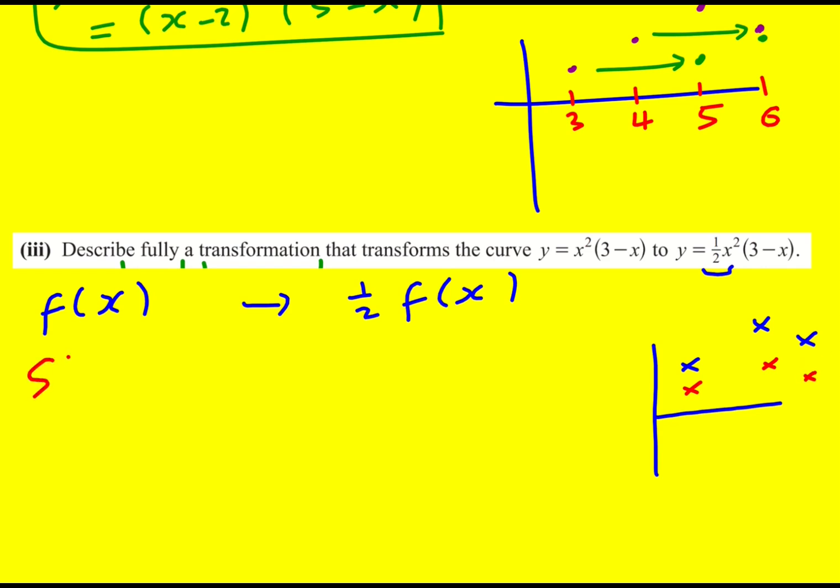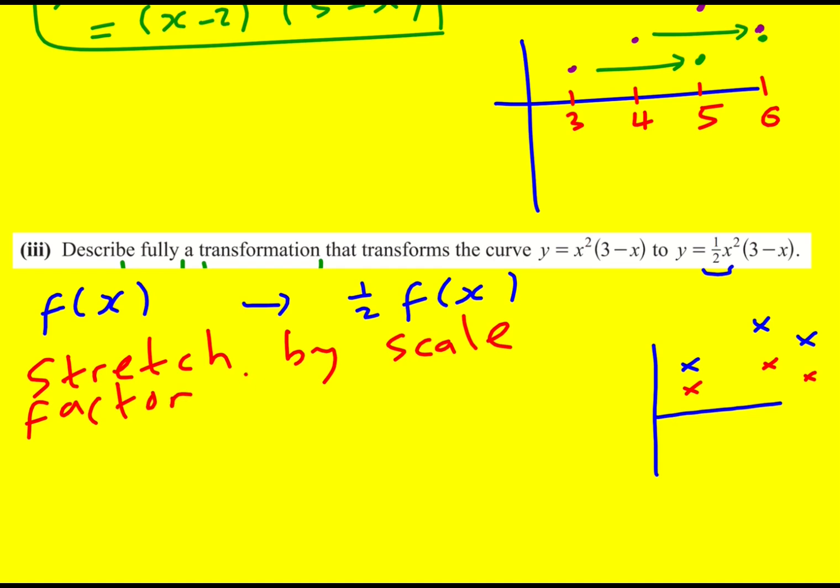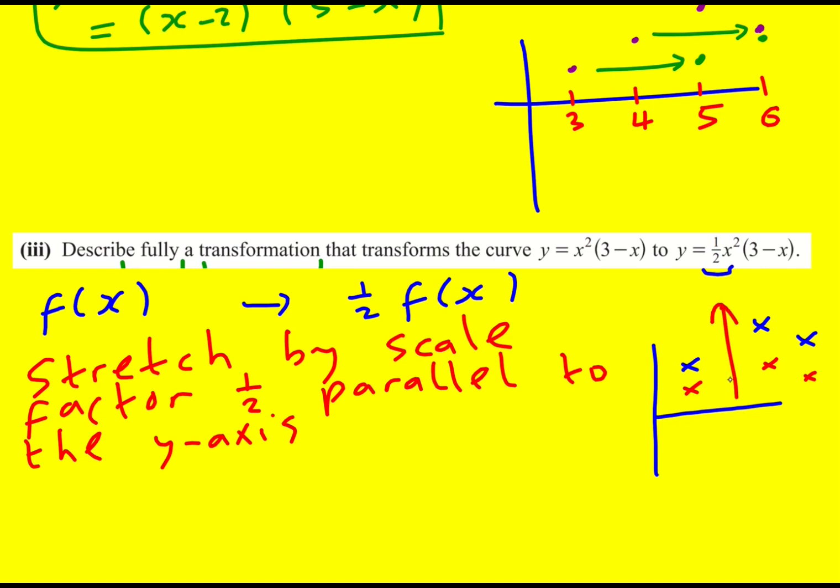And this is a stretch by scale factor a half parallel to the y-axis. Parallel to the y-axis means it's in this direction. You can also get away with saying in the y direction, and to be honest, that's often what I write, but in the mark scheme it's always written to the side saying accept this. So technically, this is preferred.